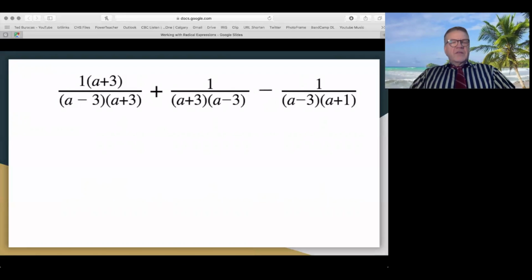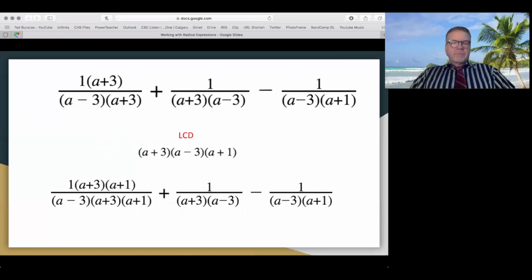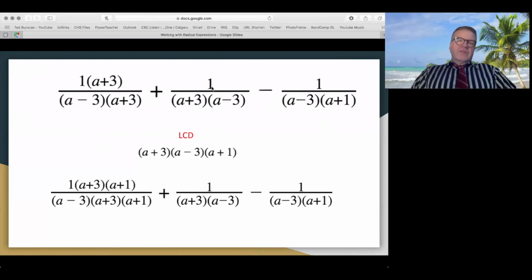So there's the top and bottom of the first term of the expression multiplied by a plus 3. Remember that we're still looking for that common denominator. We're going to need to throw in an a plus 1. So we're going to multiply top and bottom now by a plus 1. And boom, we got it. So the first term of this rather complicated expression is all converted into that common denominator, that LCD that we're looking for. And now we'll do the same thing with the second two terms.